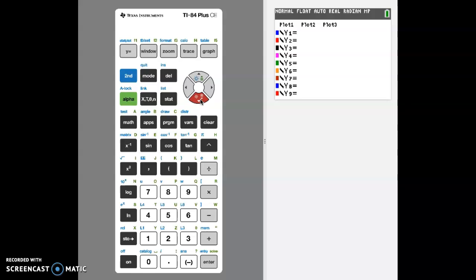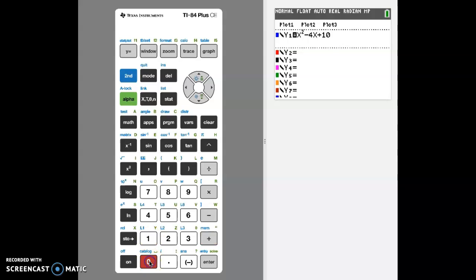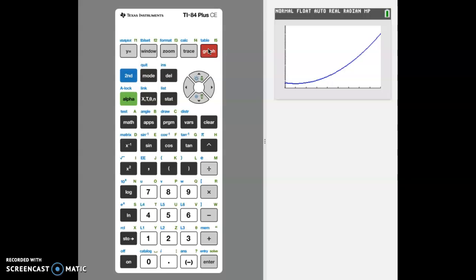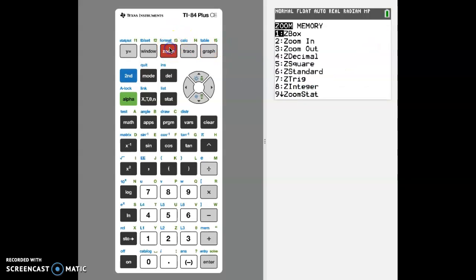And then what you want to do is put in your function. So if I do x squared minus 4x plus 10, for example, and I graph that, I want to make sure that I can see the zeros. So I'm going to go to zoom. Standard is option 6, or you can go down to number 6 and hit enter.